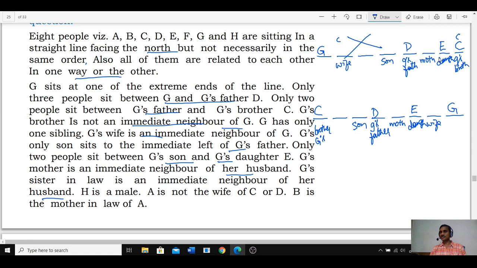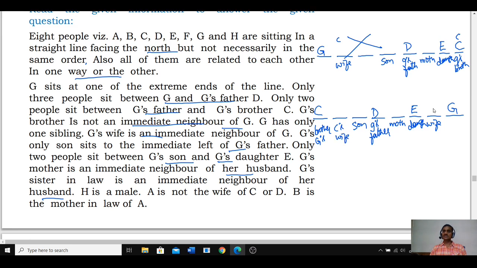C's wife must be next to C, but here there is no chance for C's wife, as E, G's daughter, is there. Hence C is here. Now C's wife is none other than G's sister-in-law. G's sister-in-law is an immediate neighbor of her husband.